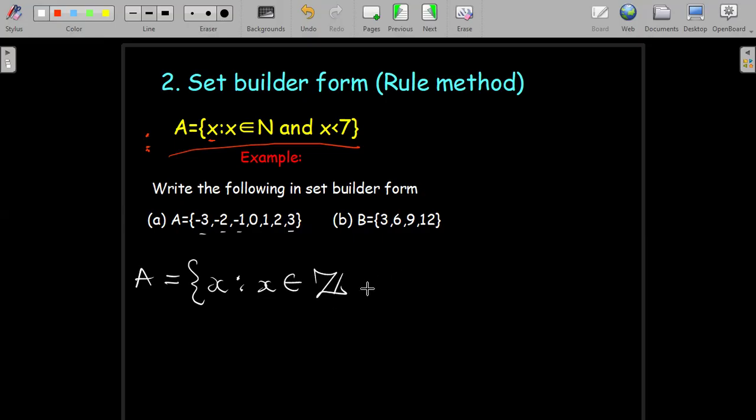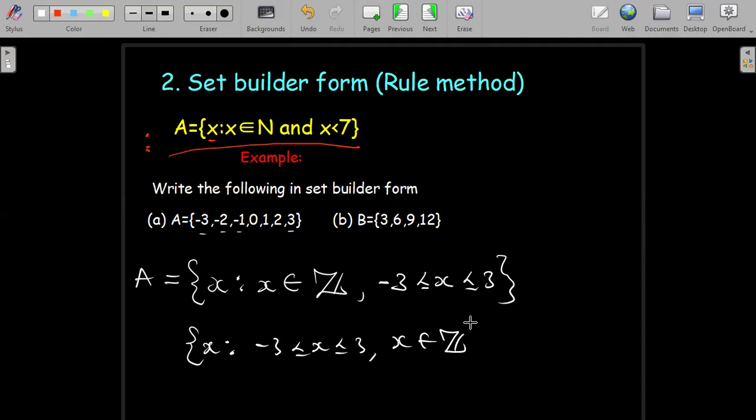So x is an integer, and you could use a comma or you could use "and", whichever, and you're saying it lies between -3 and positive 3, with x greater than or equal to -3 and less than or equal to 3. So this is how you write it out in interval notation. Either you write it the other way around, where you switch them, saying x such that you start with -3 less than or equal to x less than or equal to 3, then you say x is an integer. Whether you write it like this or the other way around, it's still correct.